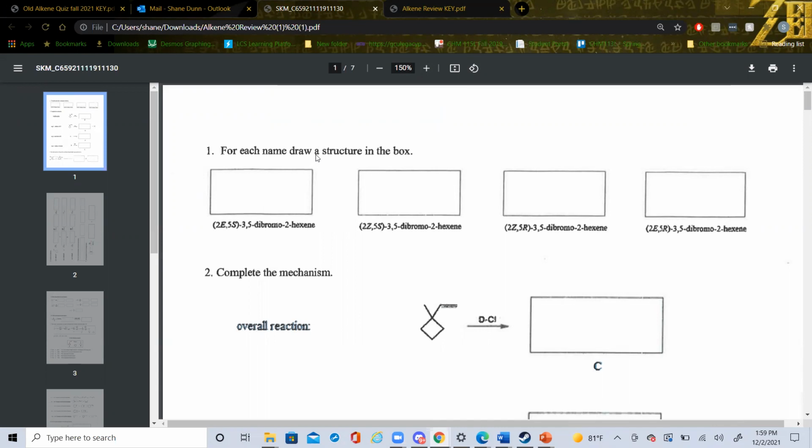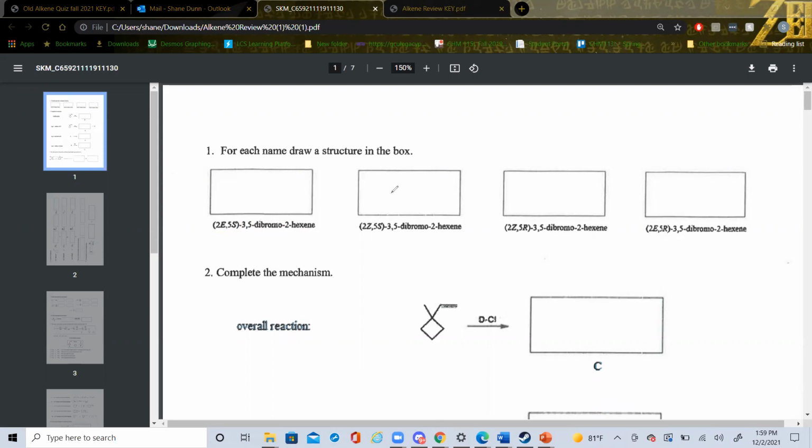Okay. So first things first, we're going to have to draw these structures out. One thing you're going to notice is this E and this S. These are going to tell us what to draw. So this dibromo is referring to this 3 and 5. This hexane right here is referring to this 2 right here. I also apologize, I'm drawing with my mouse today, so the drawings are going to be much worse than normal. But that's what we're going to do.